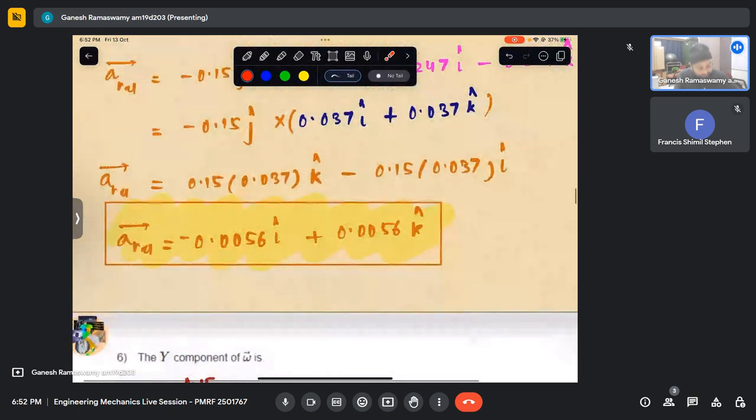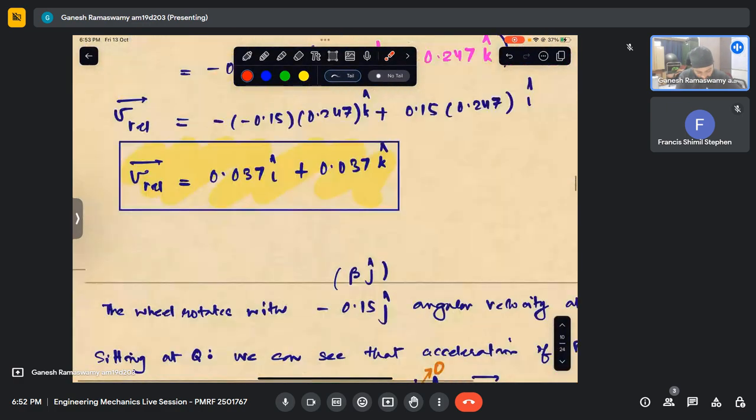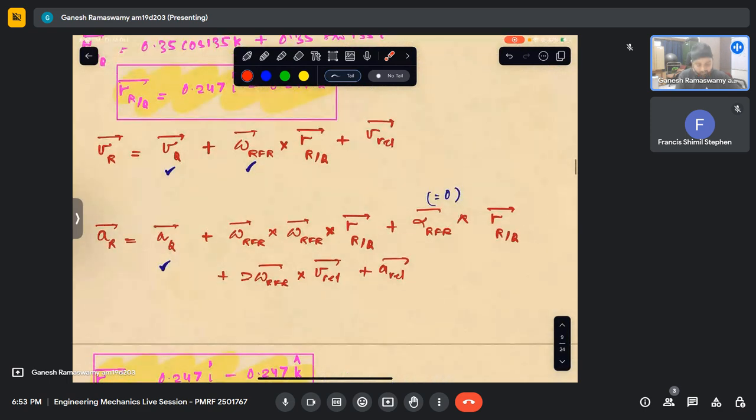Fine. So this makes sense. So we have got AREL, we have got VREL. So we have got all the quantities that we need for our computations now.